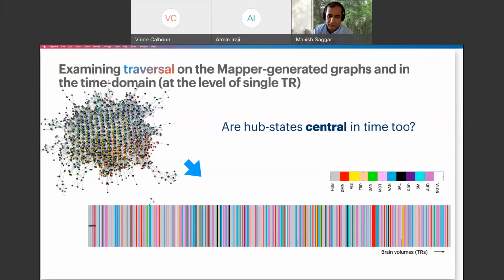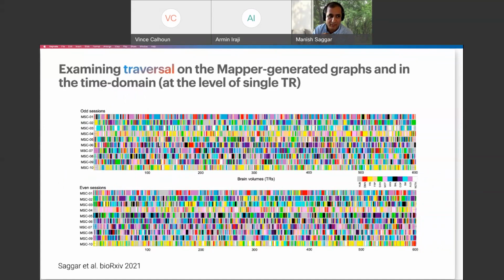If you look at the individual TRs, this is now a bar chart, because each column here is one TR, and you can get an idea that these gray hub states appear a lot. We can look at all 10 subjects or even sessions, only showing the first 600 TRs because we have about 2,500 TRs per person, and it gets very messy. But you can get an idea that for the same subject, similar looking states are popping up, and this hub state is popping up again and again.